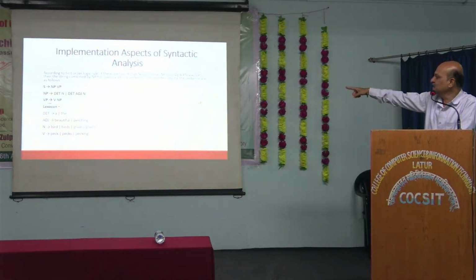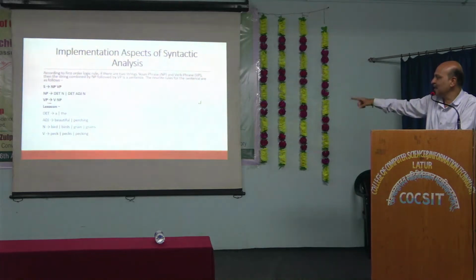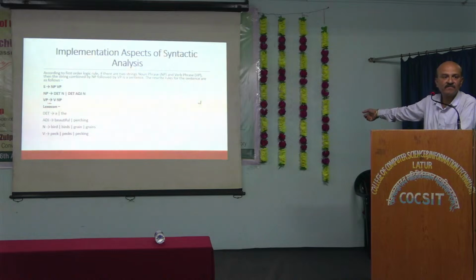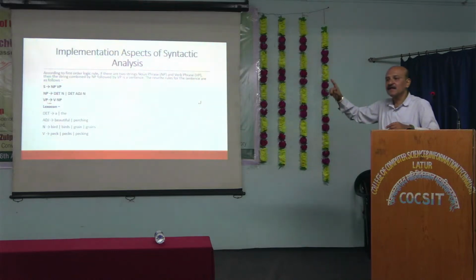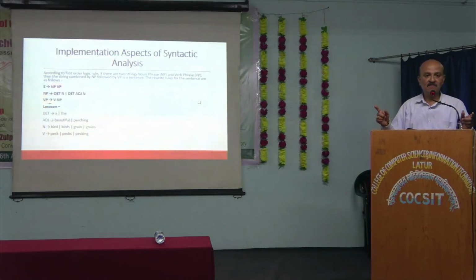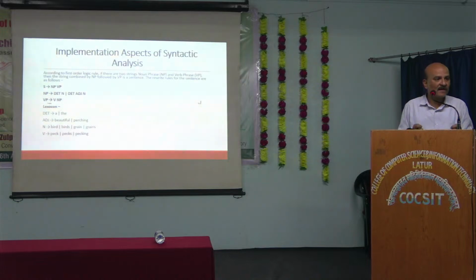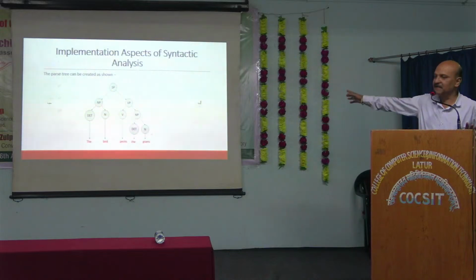So determiner, the adjective beautiful and pretty. Then bird, trees. And verb is peck, pecks and pecking. Pecks and pecking are alternative words. What is my base word? What is my root word? Peck. Peck is my root word. Okay. So here it is. This is the tree.